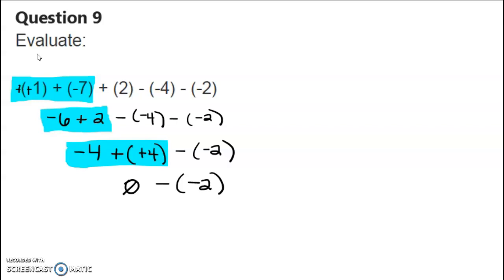So now we have 0 minus negative 2. This is a subtraction, so that should bring into your mind keep, change, change. So we're going to keep the 0, change this to a plus sign, change negative 2 to a positive 2. Now all we have is 0 plus 2, and that's just 2. So it looks really complicated, but only look at two numbers at a time and just go in order from left to right like you would read a book.